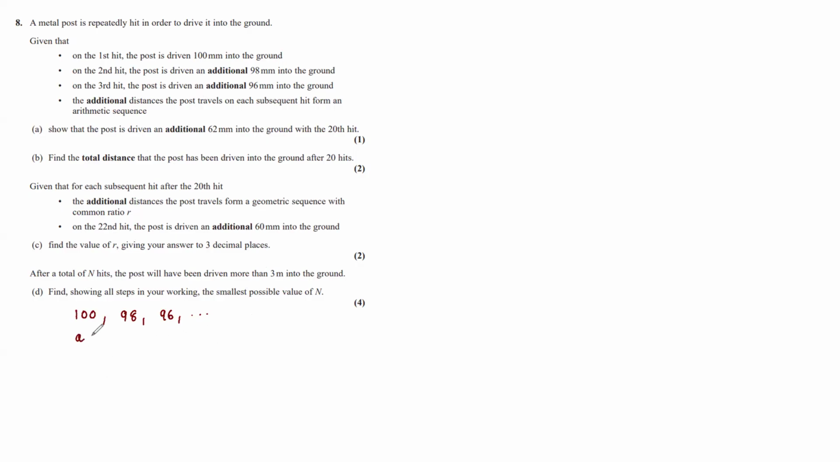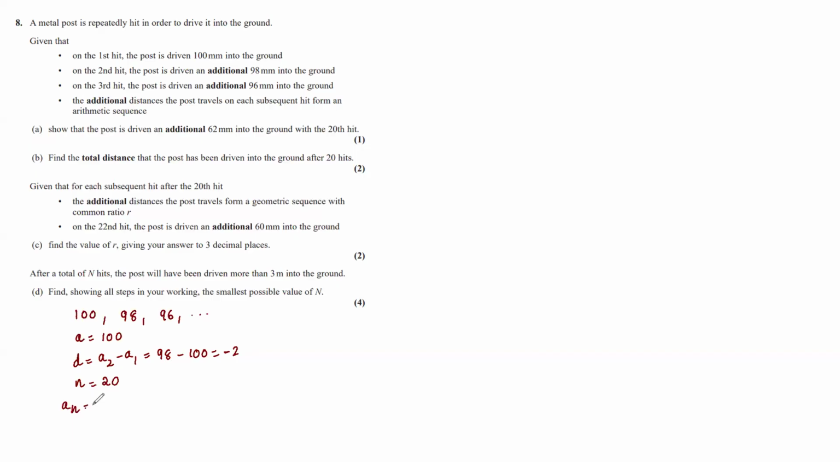So here we have the first term as 100. Common difference d is second term minus first term. Second term is 98 minus the first term is 100, which is minus 2. And number of terms is given as 20.